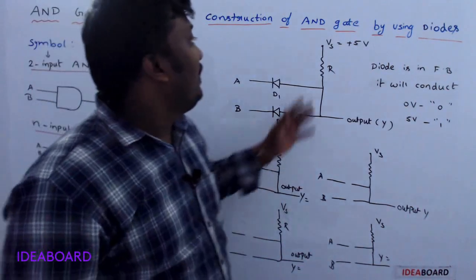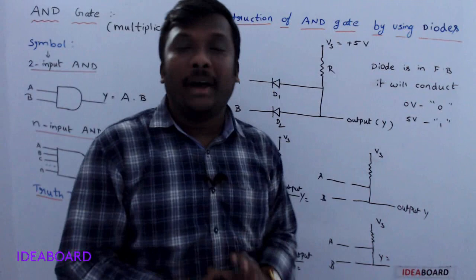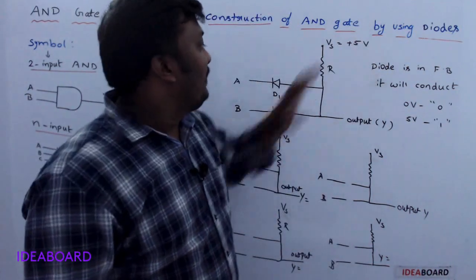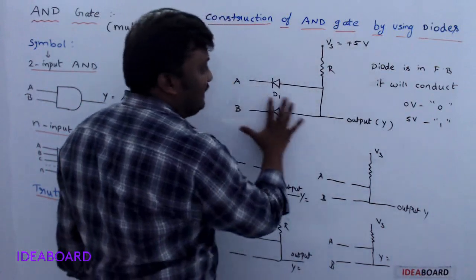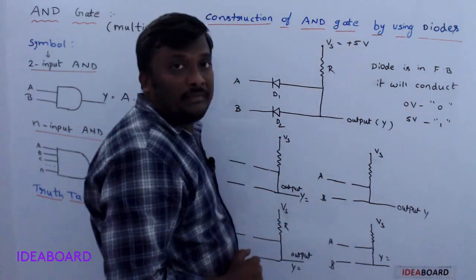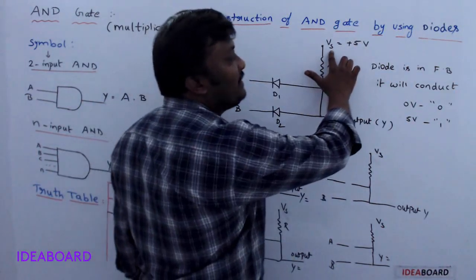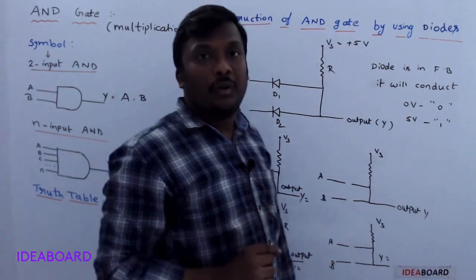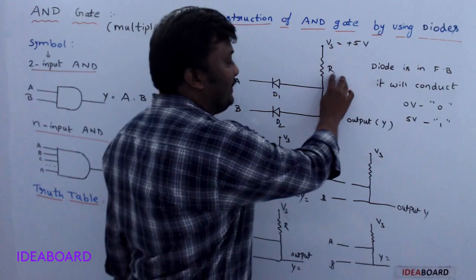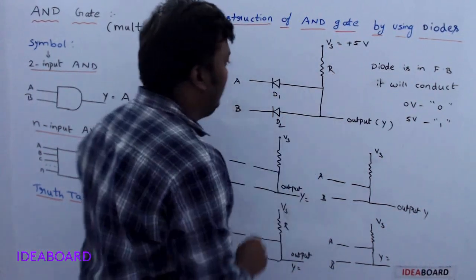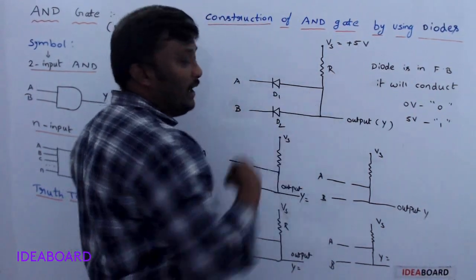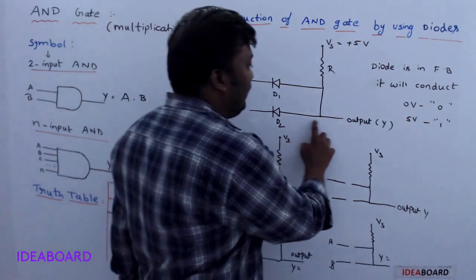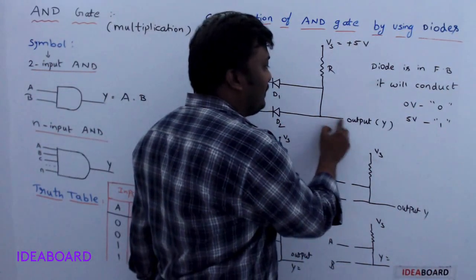Now, let us see the construction of the AND gate by using diodes. So for this, this is the circuit model. Here Vs indicates the source voltage, and we consider one resistor. It contains two diodes, D1 and D2. And the output will be taken across this point.